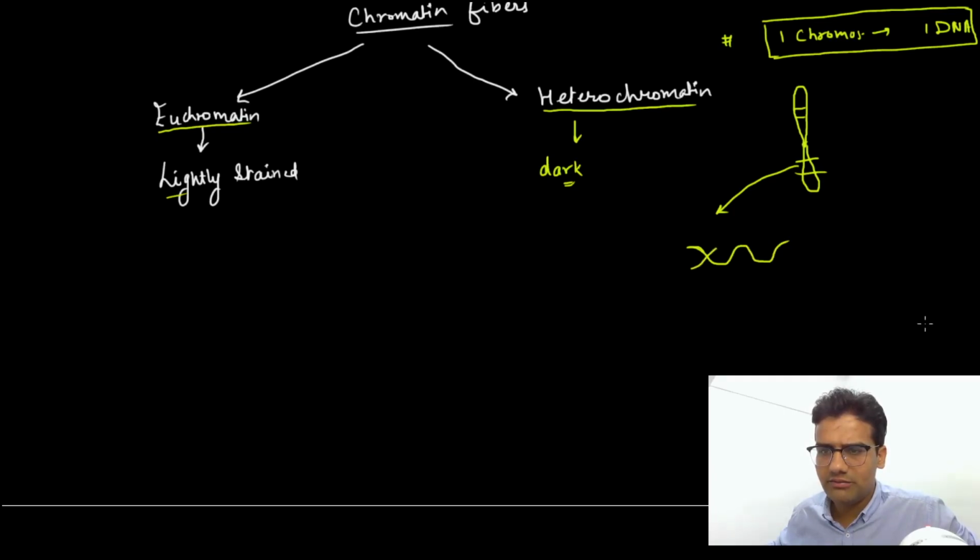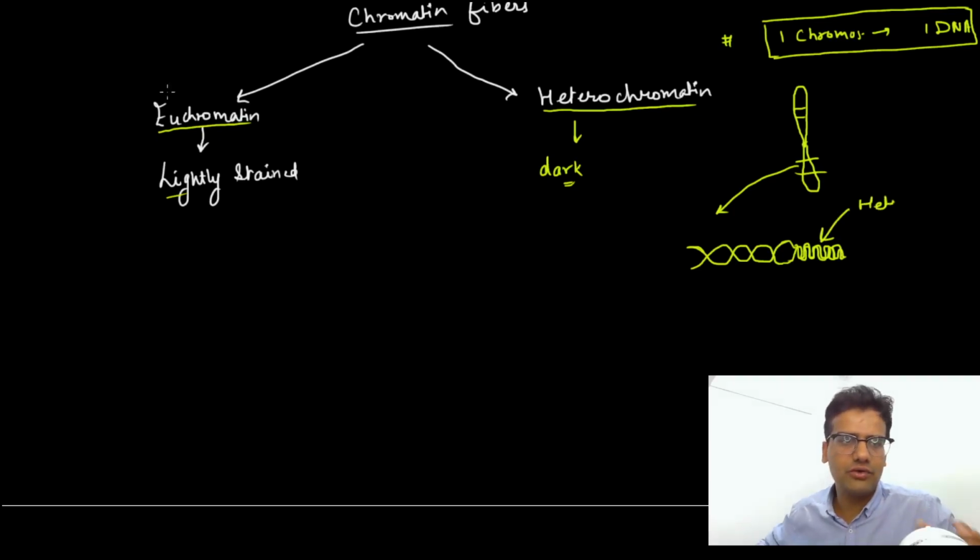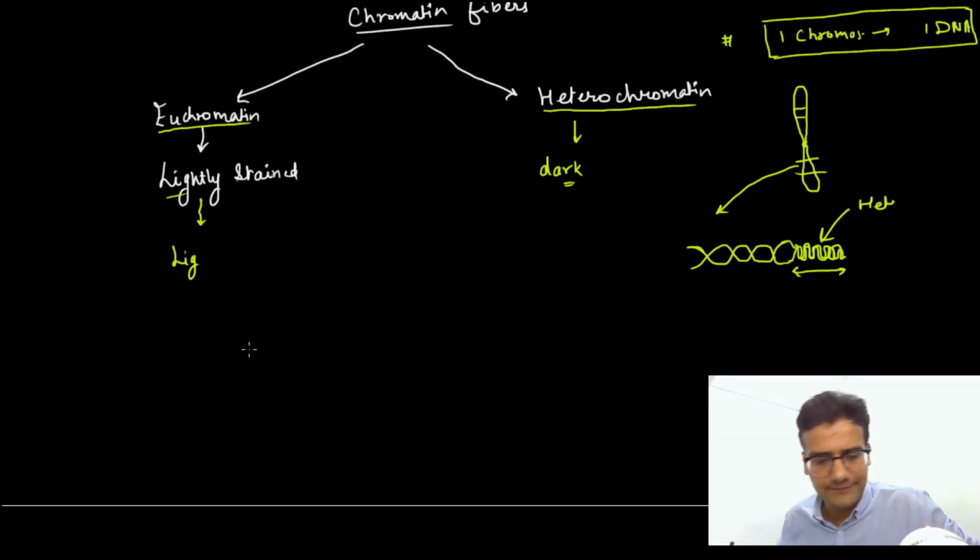That euchromatin means that DNA is less folded. And if we talk about heterochromatin, let us say this is the heterochromatin part. The heterochromatin part is basically more folded. So if you stain this part with a dye, it will be darkly stained because there is intense folding going on there. This other part of the DNA is lightly stained and loosely packed.